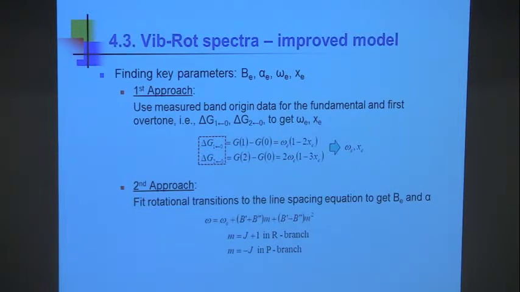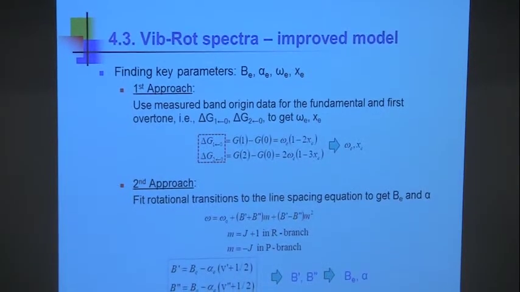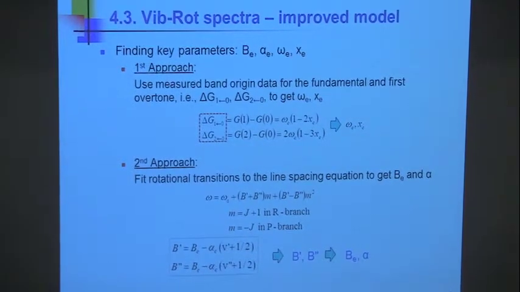We do that by fitting the positions of the lines to what's called the Fortrat parabola. If you fit the expression for the lines, you can fit them as a function of the quantity m, which is either J plus 1 or minus J, depending on which branch you're in. So you fit all of the lines to this pattern, and from that, again, you can determine the 2 different B's, and therefore B e and alpha. So there's a simple way in a laboratory to determine these numbers if they're not known. Usually they're known, and you look them up in the tables, and you calculate the spectrum.